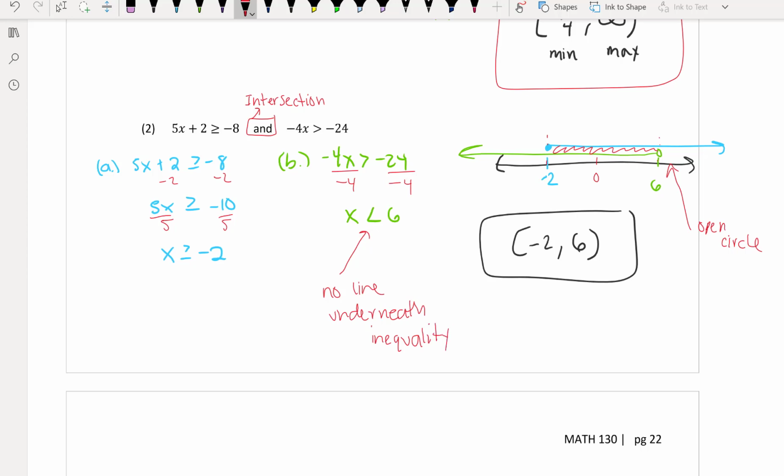So that is going to be my final answer. Bracket negative 2, comma, 6 parentheses.